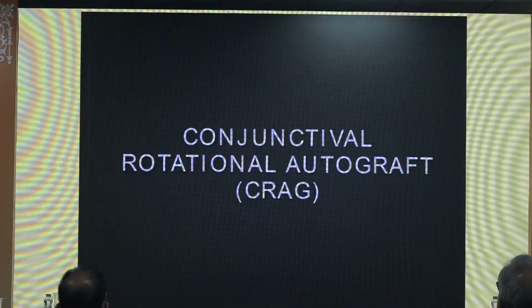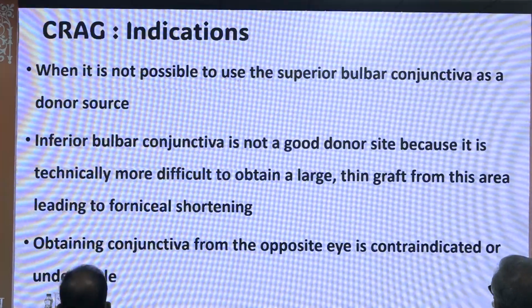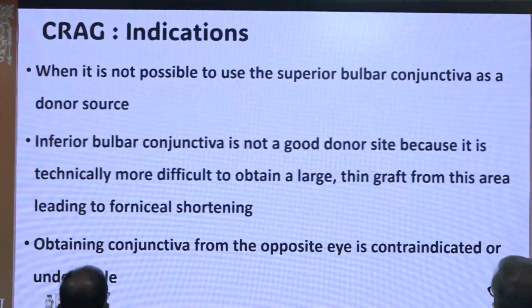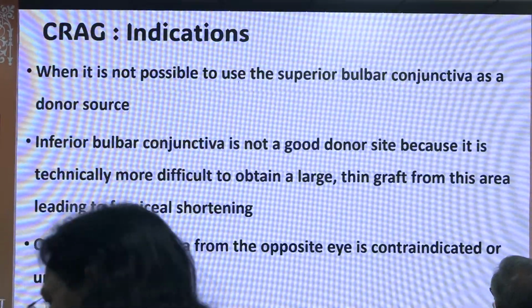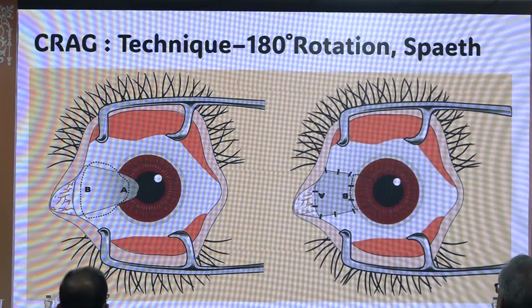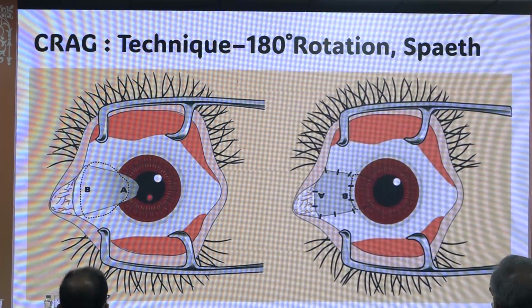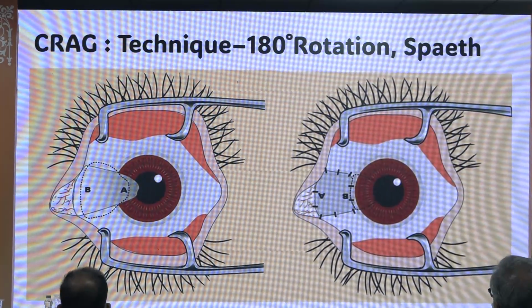So, coming to CRAG, the conjunctival rotational autograft. It is usually indicated when both the superior and inferior bulbar conjunctiva are unfit to take a graft, as well as when in the opposite eye there is some contraindication for graft harvesting. Here we make a 180-degree rotation, as we can see here. The A part goes here, the B part rotates, so it's like a 180-degree rotation of the area.